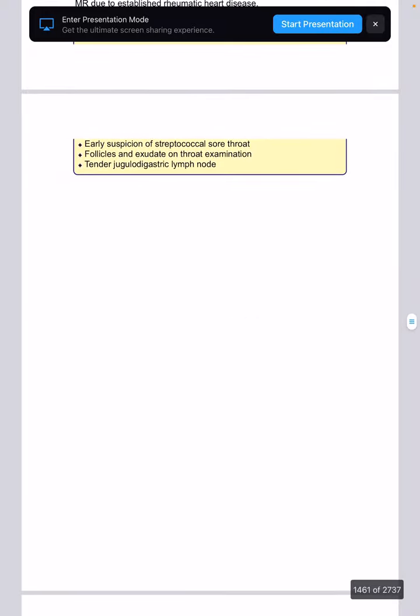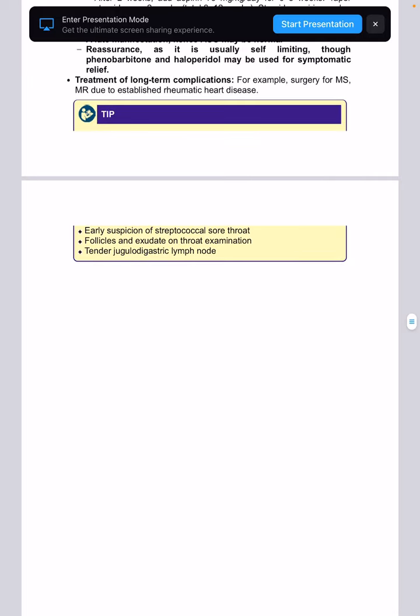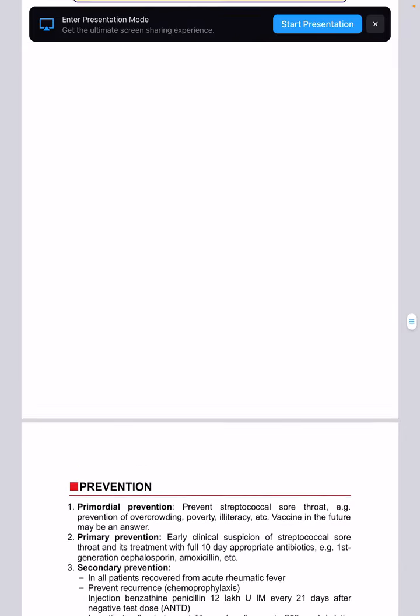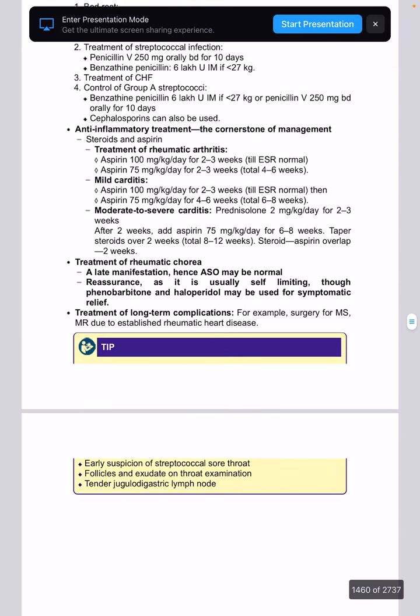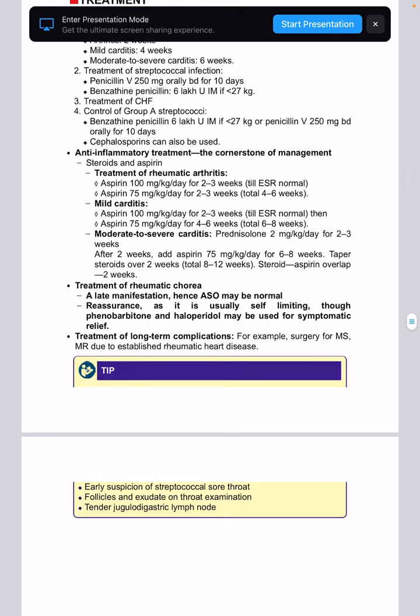Early suspicion of streptococcal sore throat: follicles and exudate on throat examination, and tender jugulodigastric lymph nodes. So, what is the treatment? The mainstay of the treatment is that you will have to first treat the streptococcal infection with penicillin, which is penicillin V 250 mg orally 2 times a day for 10 days, and then give benzathine penicillin 6 lakh units if the weight is 27 kgs or less.